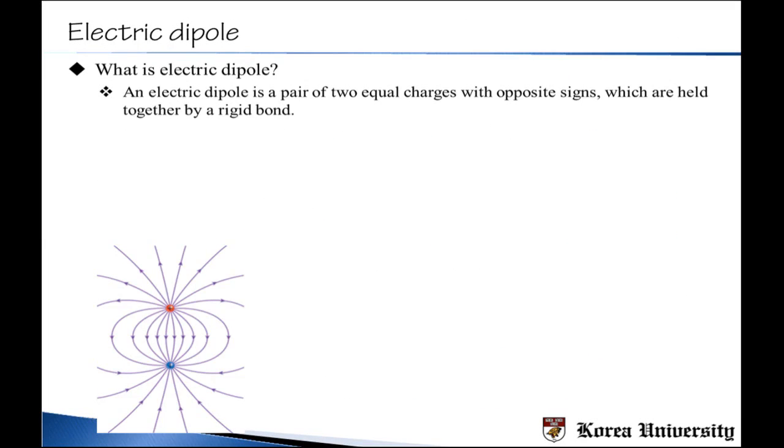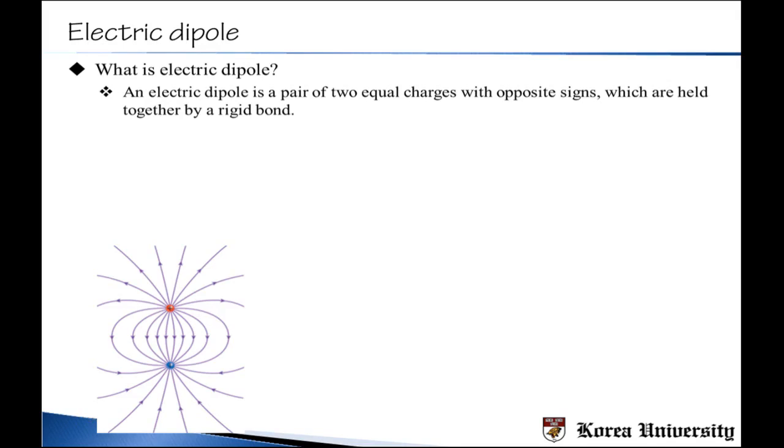Okay, and in this slide, we will study something a little bit different, but very important, and it is the electric dipole. So what is an electric dipole? In fact, it's very simple. An electric dipole is a pair of 2 equal charges with opposite signs, say plus q and minus q, which are held together by a rigid bond.